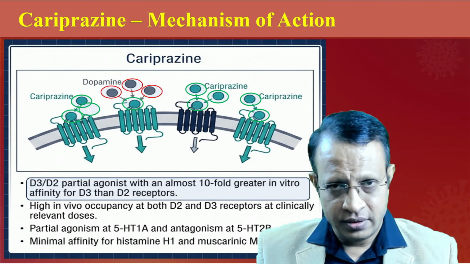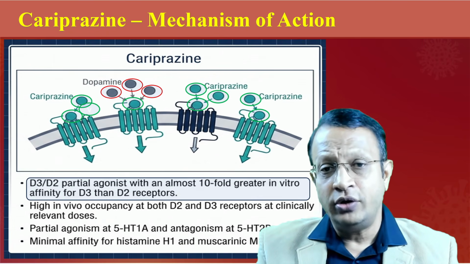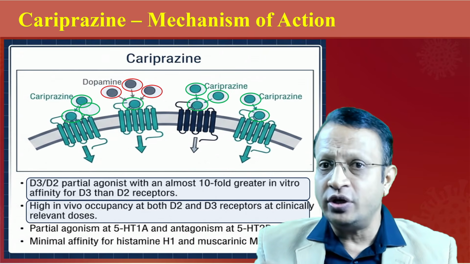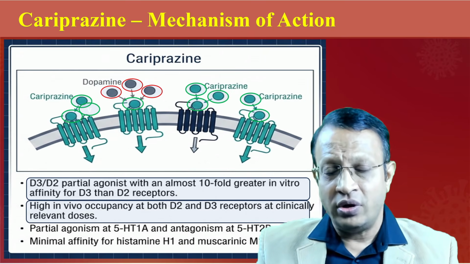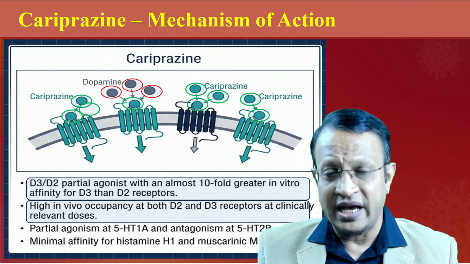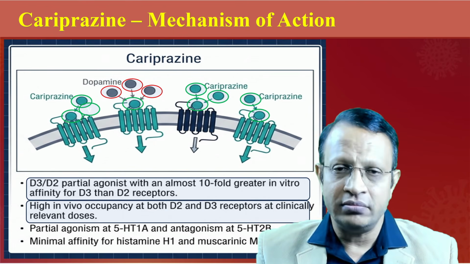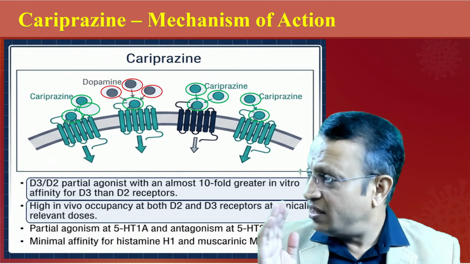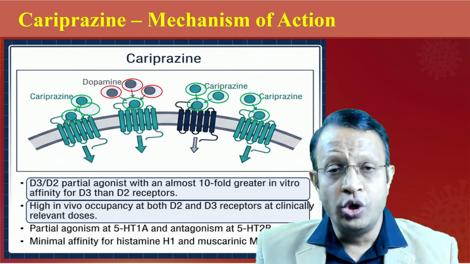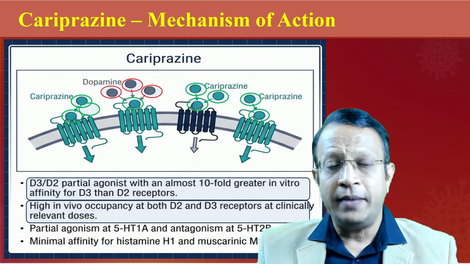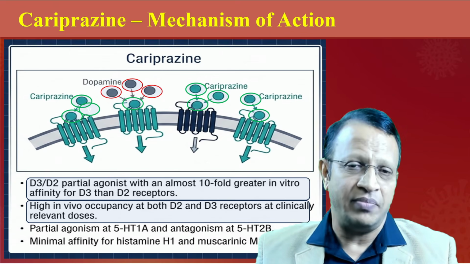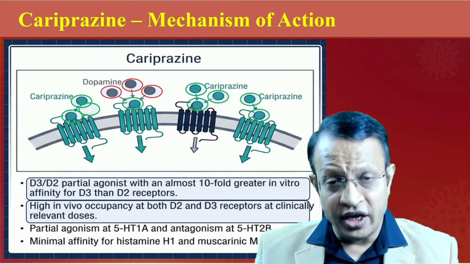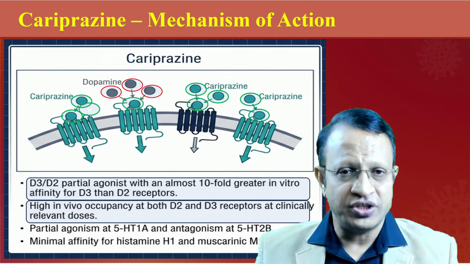Further, it occupies the D2 receptor, and not only that, it occupies in competition with dopamine. That means, versus endogenous dopamine, cariprazine has a higher occupancy rate. By this means, you can see in the diagram, dopamine will be dislodged and cariprazine will occupy the D3 receptor, my dear friends, in competition with endogenous dopamine. This is one of the important mechanisms of action.